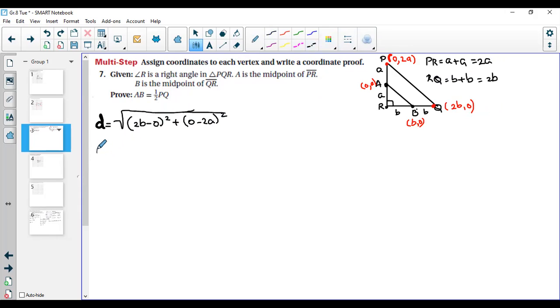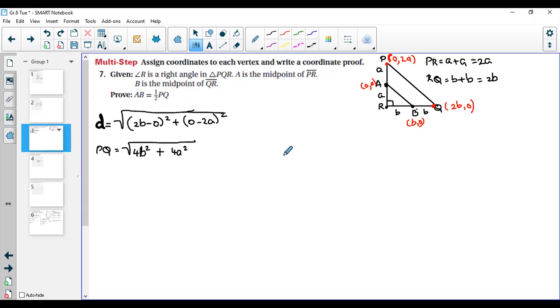So the distance between PQ is going to be the whole root of, this is going to be 2 square. That's going to give you 4b square. Right? You know how to multiply polynomials. So 2 into 2 is 4, and b multiplied by b will give you b square. So now minus 0 doesn't really matter because even if you subtract, you're going to get the same 4b square. So ignore it. Here again, 0 minus 2a is going to give you a negative 2a. So negative 2a square is going to give you a positive 4a square. Okay, now I leave it like that.